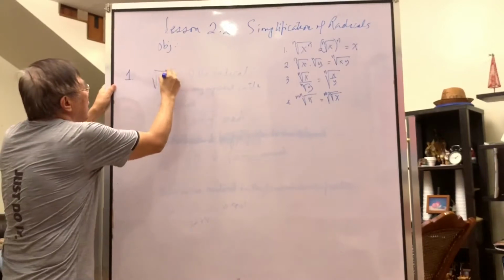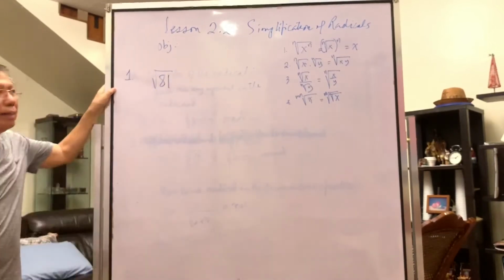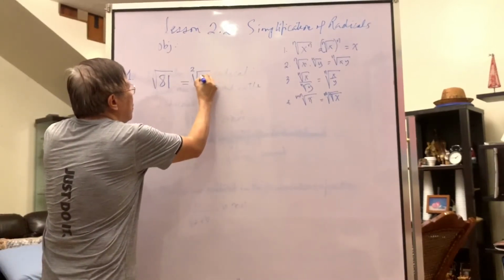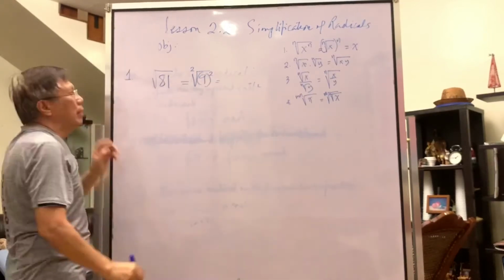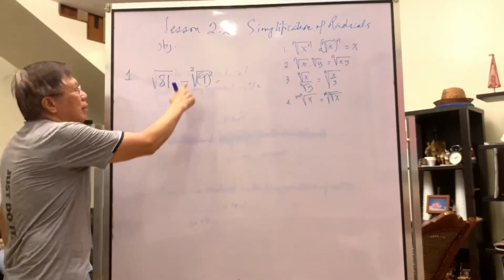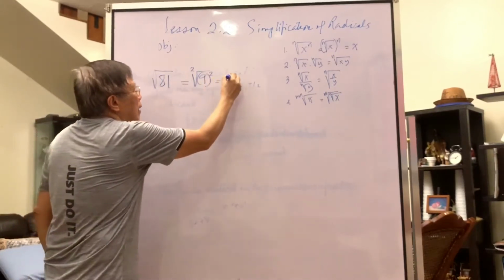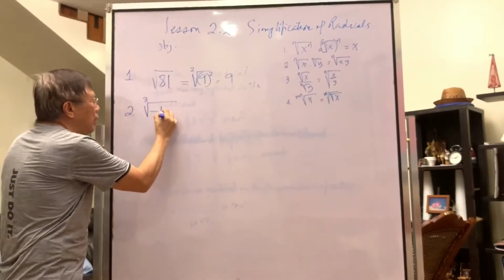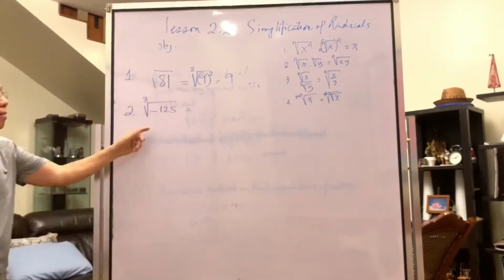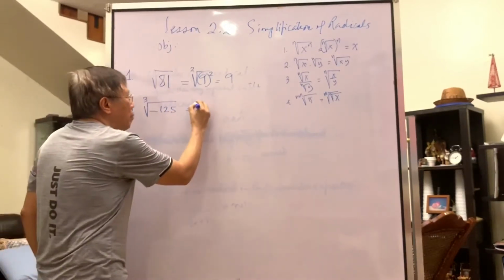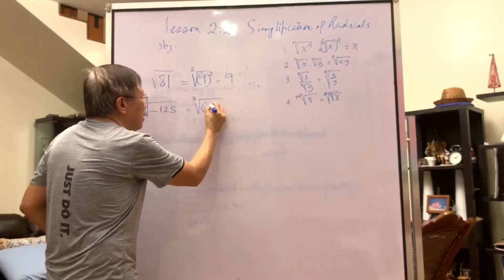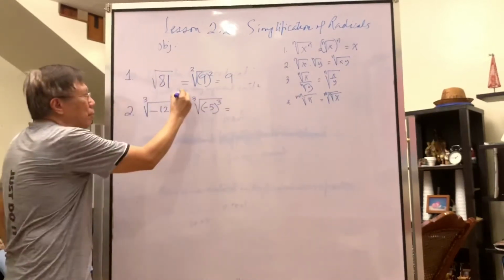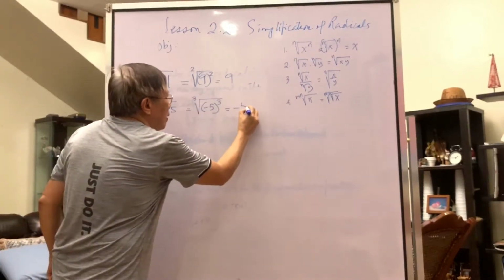I have here square root of 81. I can write square root of 81 as square root of 9 squared, and by law number 1, this cancels and I get a 9. What about if we have cube root of negative 125? We can rewrite this as a perfect cube, negative 5 cubed. And again, law number 1, this cancels off and we have negative 5.